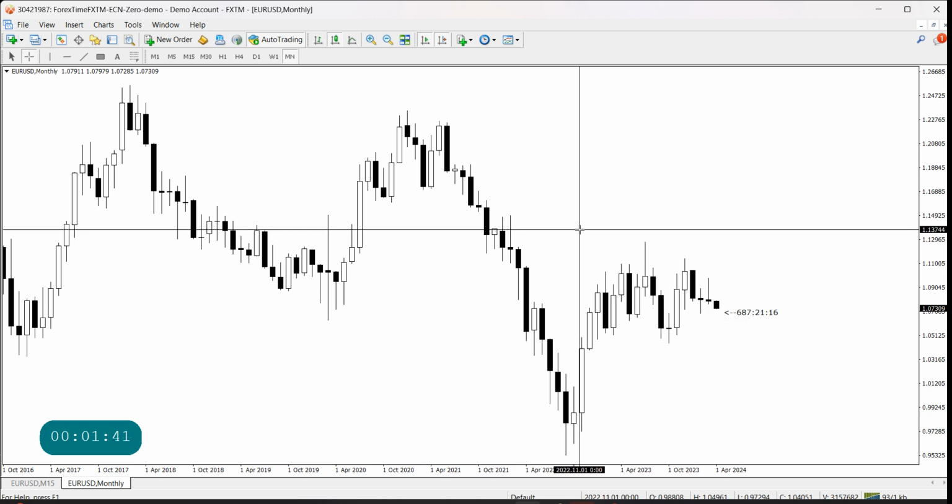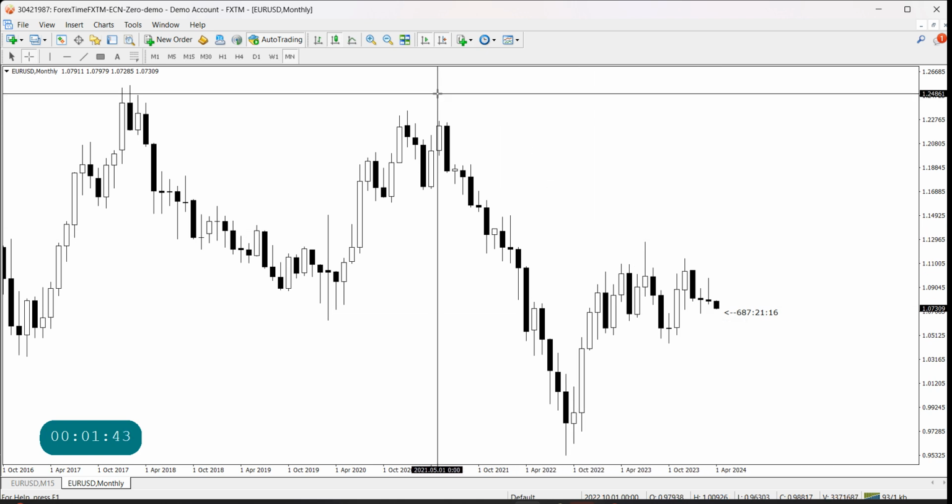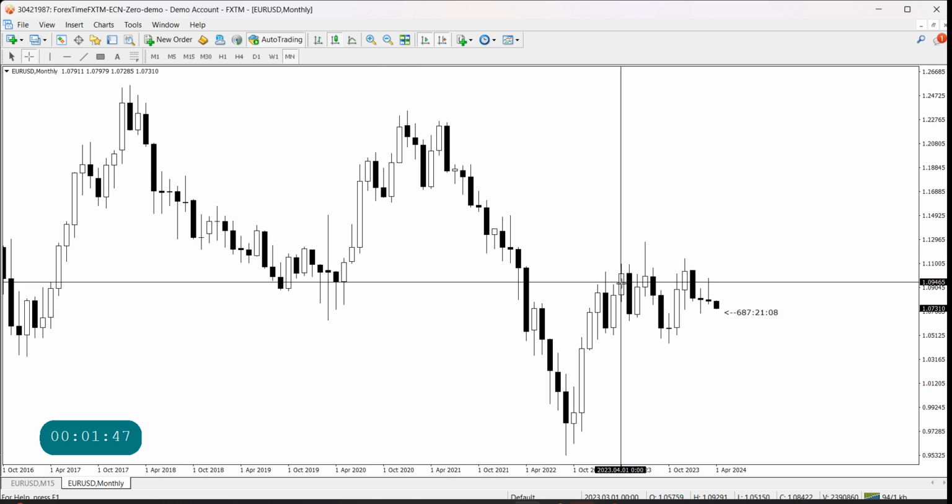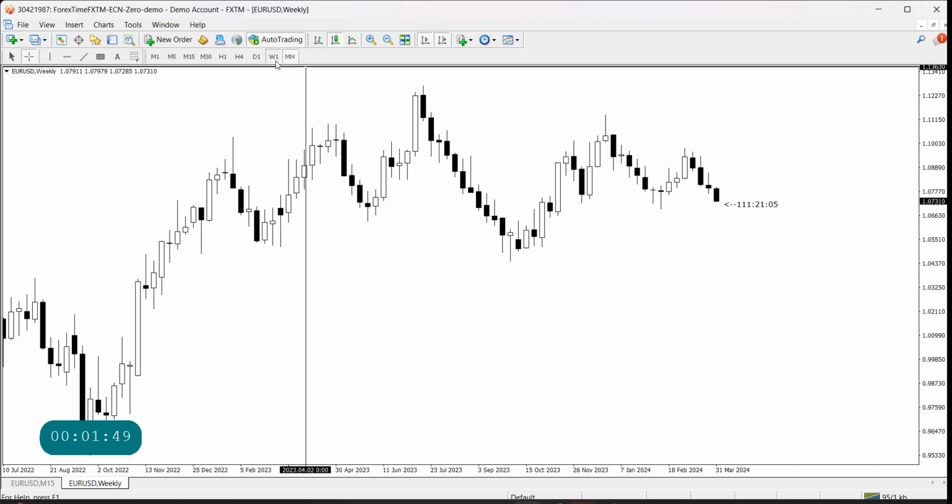And after a pin bar, you always have a strong move to the opposite side from where liquidity was grabbed.